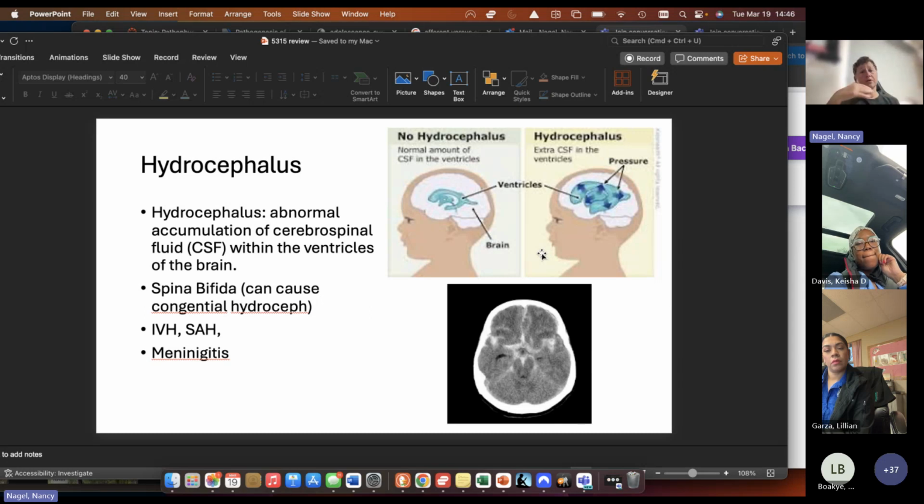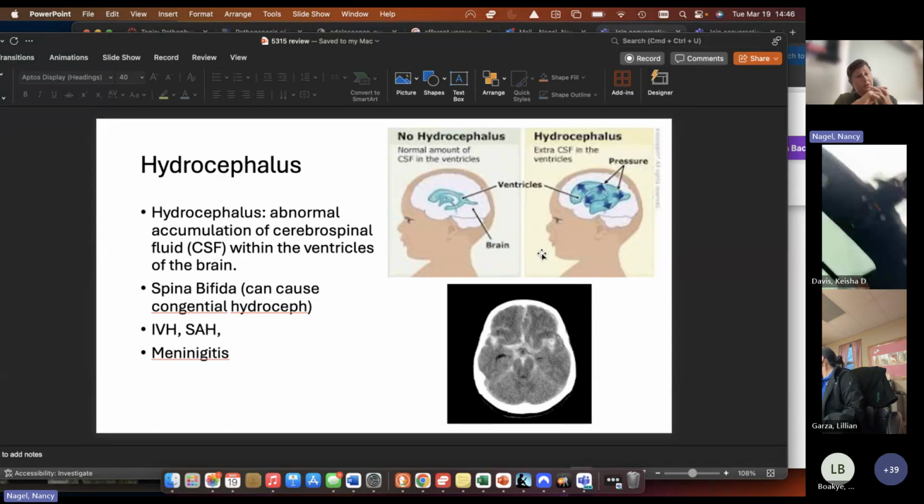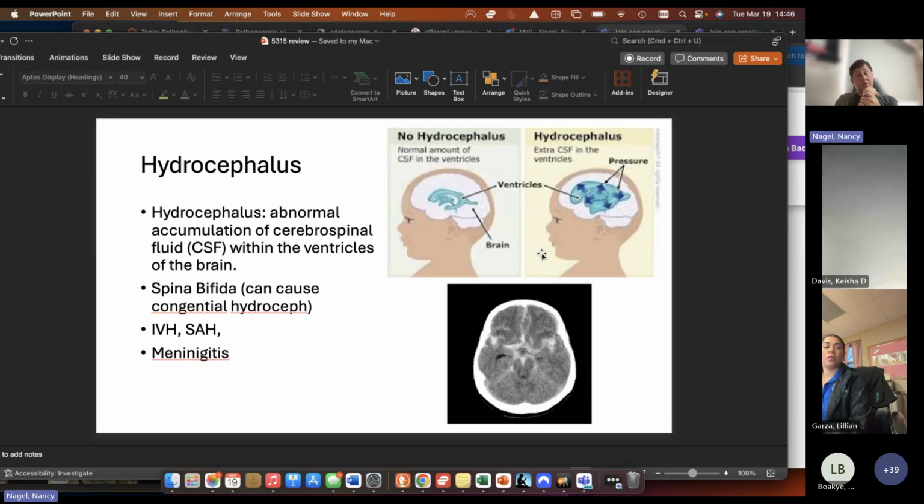Well, with hydrocephalus, something is blocking that, and so you have an abnormal accumulation of that CSF deep within the ventricles of the brain. In children, it's highly associated with spina bifida. So when you see spina bifida, always have that on your radar of do we worry about congenital hydrocephaly? Yes, we do. We also worry about it in both children and adults that have intraventricular hemorrhages, so hemorrhages that are within the ventricles of the brain. And patients who have subarachnoid hemorrhages.